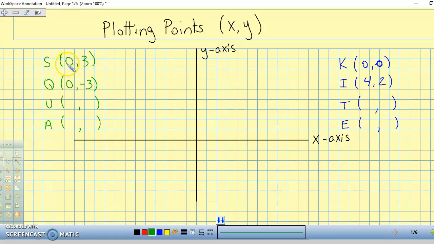So the first number is the x value, and that will go along the x-axis here. Right is positive and left is negative. So if I'm looking at this first point, (0, 3), what that tells me to do is go across 0, so I don't move, and then I go up 3. So that would be S. Okay, and the second one, I have (0, -3). So I start at (0, 0), and I go across 0 and then down 3. And this would be Q.